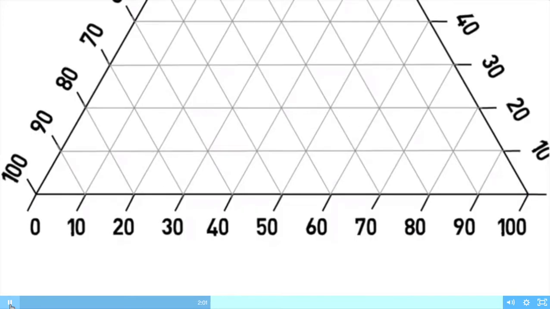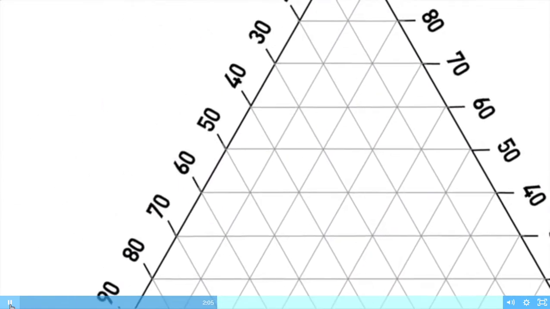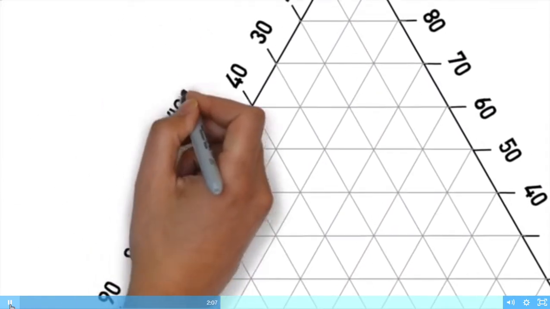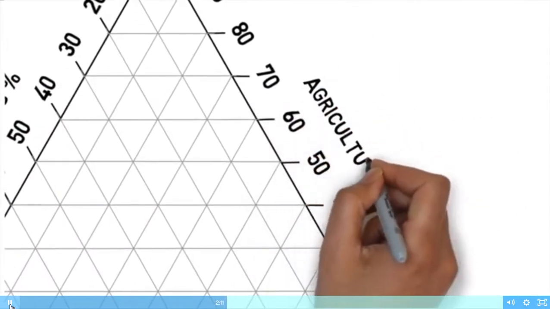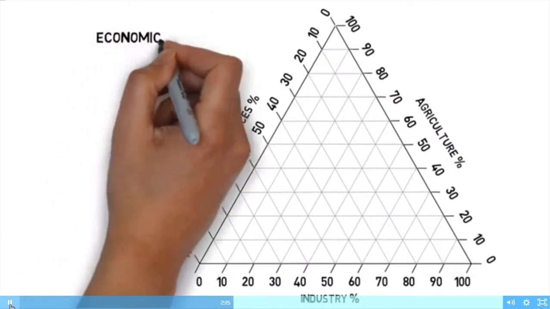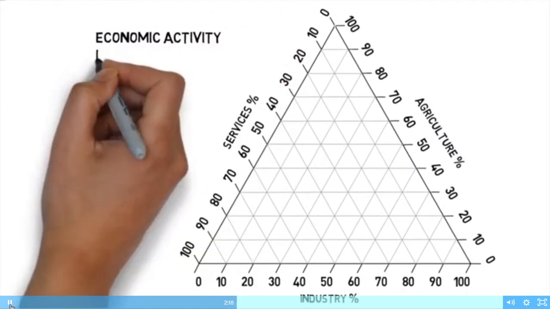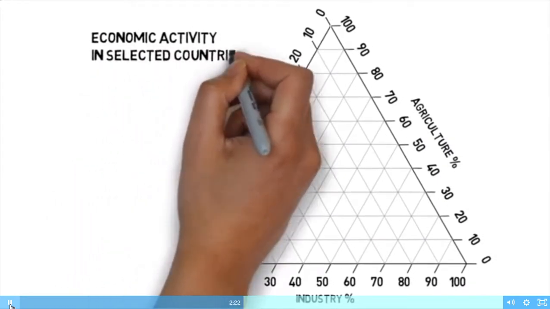Label the axes with the three features that we are going to plot: industry, services and agriculture. Put the percentage symbol after each label. Give your graph an appropriate title. In this case, the graph shows economic activity in selected countries.